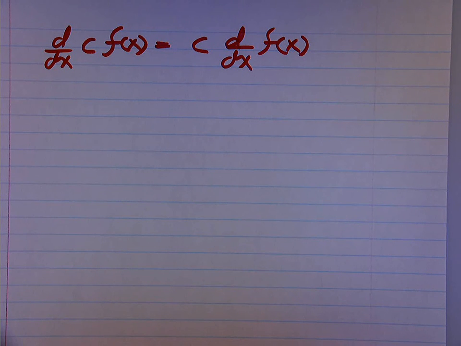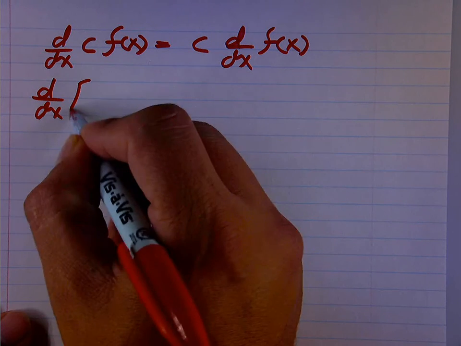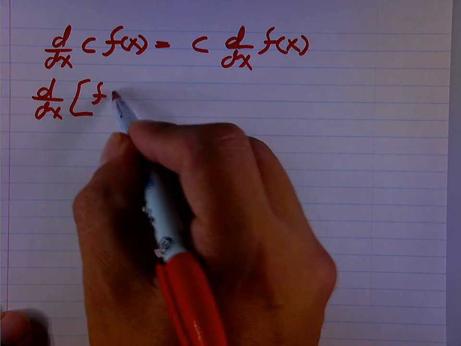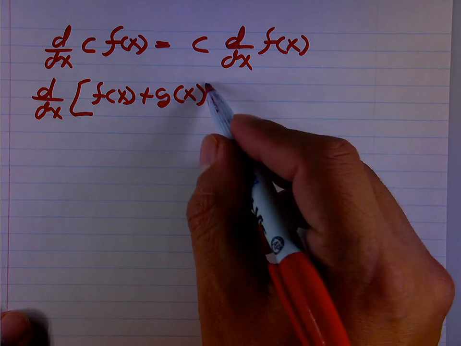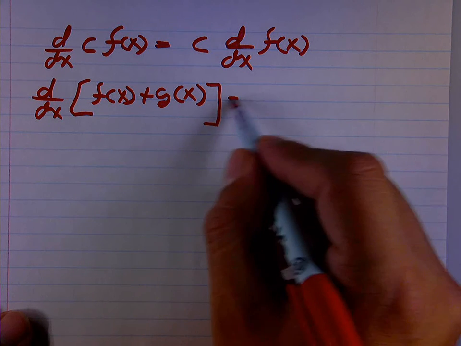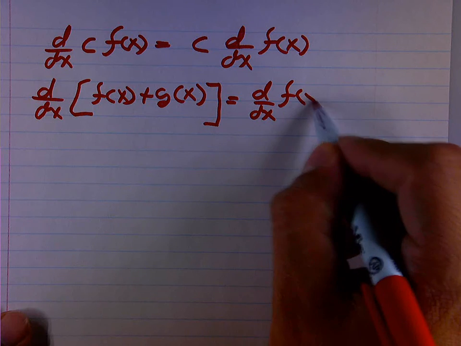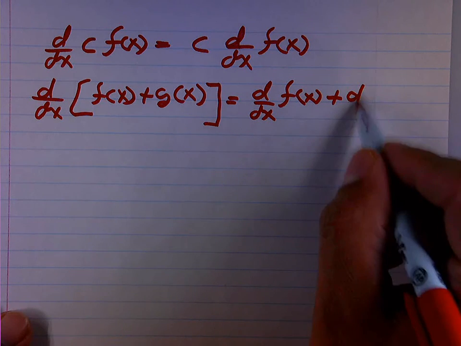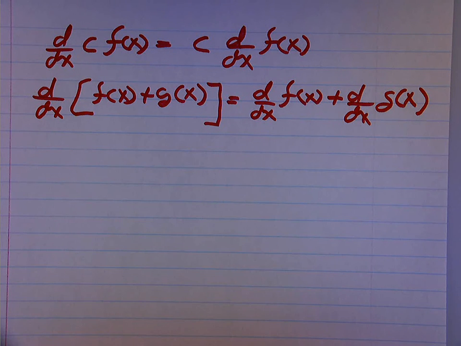Another important derivative property. If I take the derivative of the sum of two functions, that equals taking the derivative of the first function and then summing it to the derivative of the second function. I will give an example of my sum property.